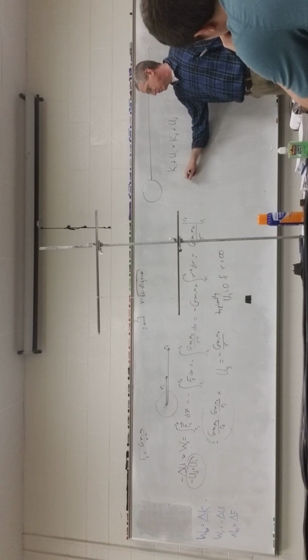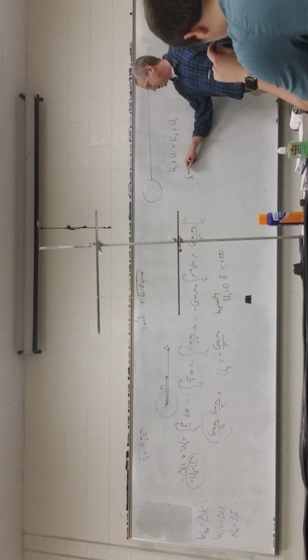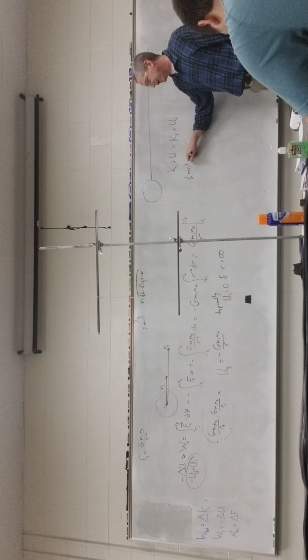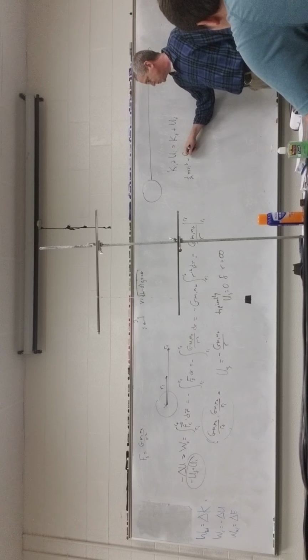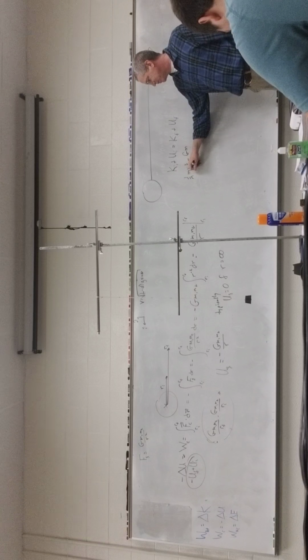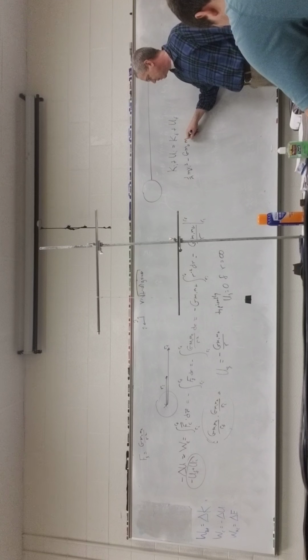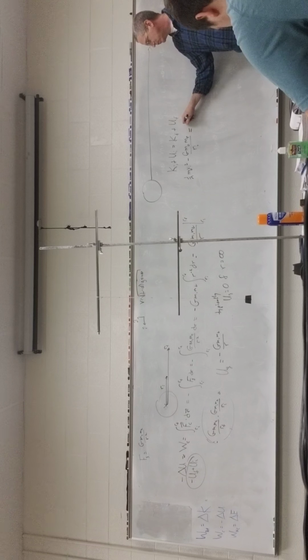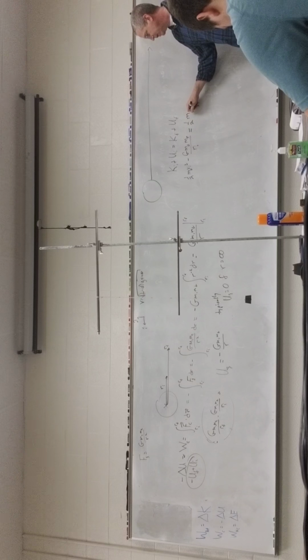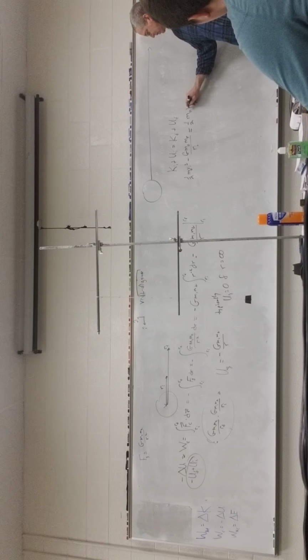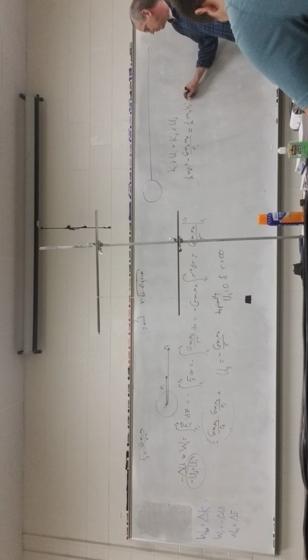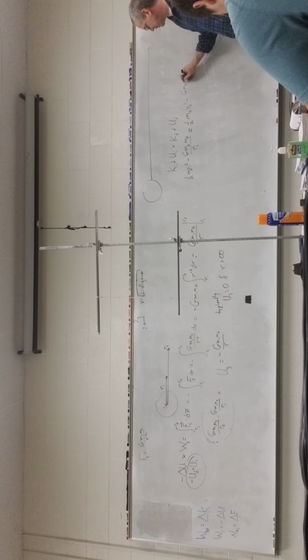You've done it many times before, so I'll just assume that you will say it beautifully if I asked you. Minus G mass of the object, mass of the planet over R initial is equal to 1/2 mass of object times final speed of object squared minus big G mass of object, mass of planet over R final.